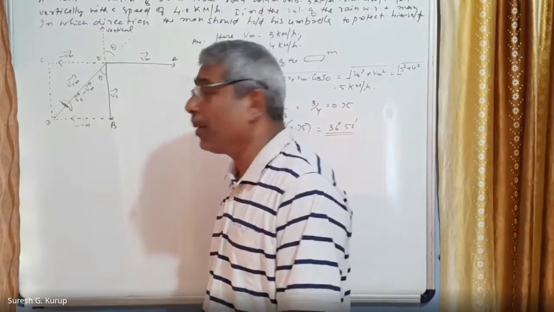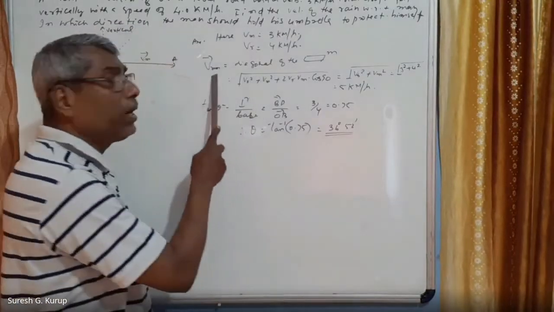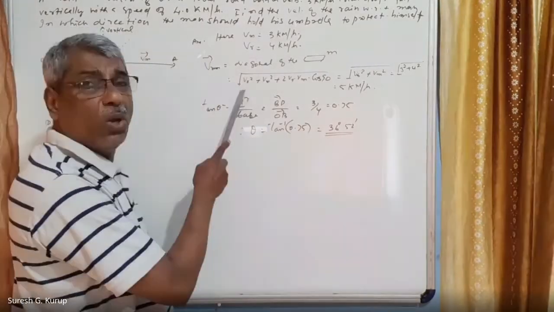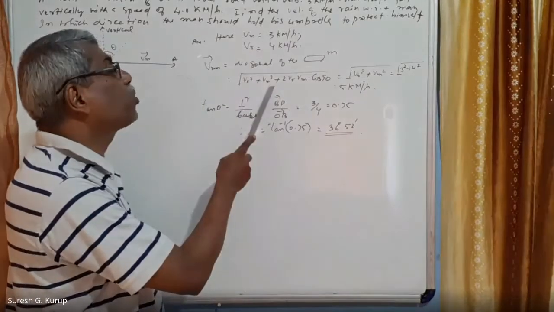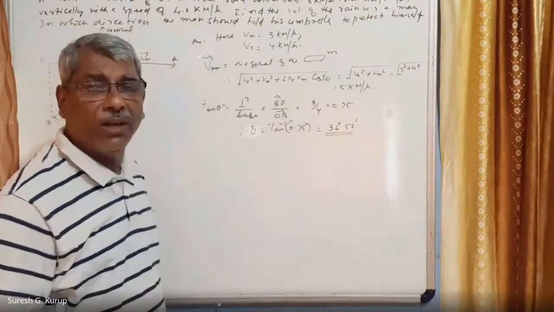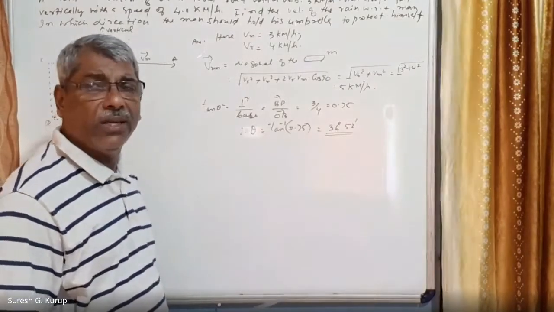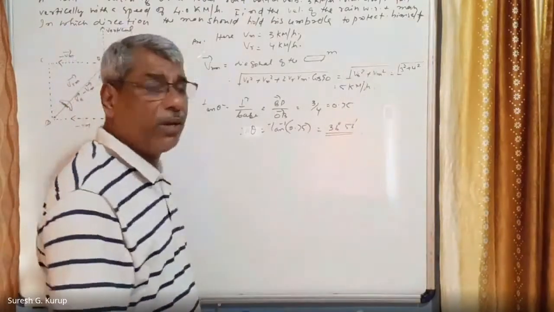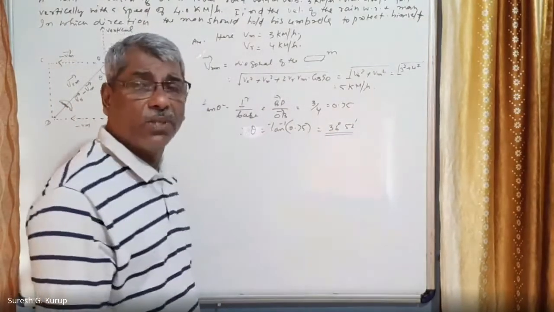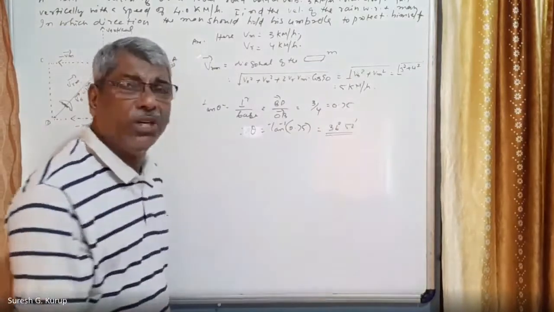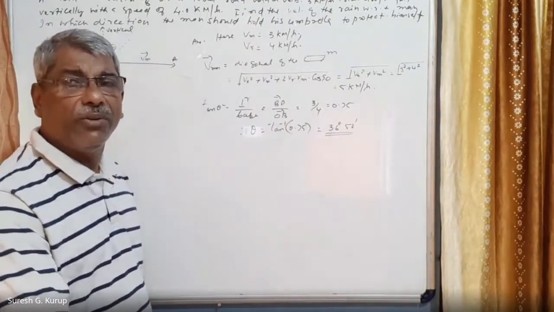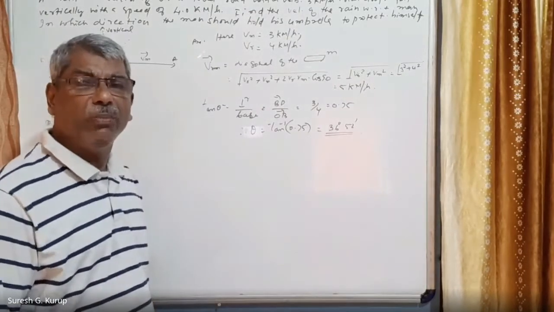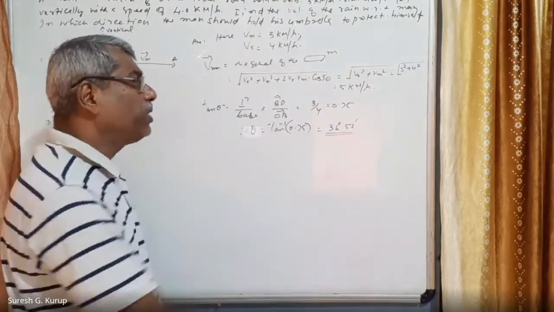The angle is 90 degrees. Therefore, VRM, that is the relative velocity of the rain with respect to the man, is equal to root of Vr square plus Vm square plus 2 Vr Vm into cos 90. But cos 90 is equal to 0. Therefore, we get root of Vr square plus Vm square. That is equal to root of 3 square plus 4 square, which is equal to 5 km per hour. Right? The relative velocity of the rain with respect to the man is calculated as 5 km per hour.